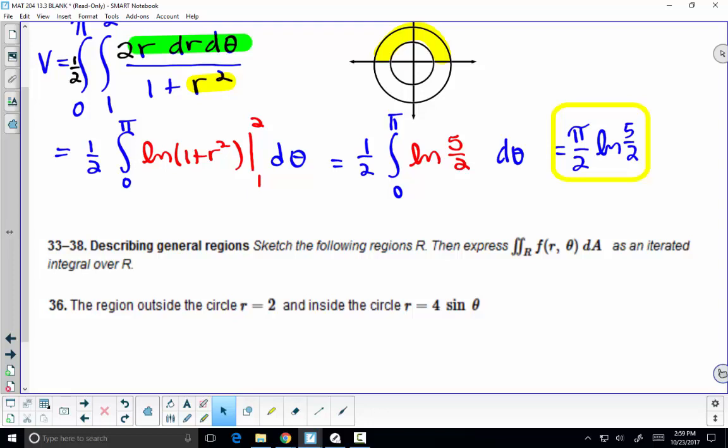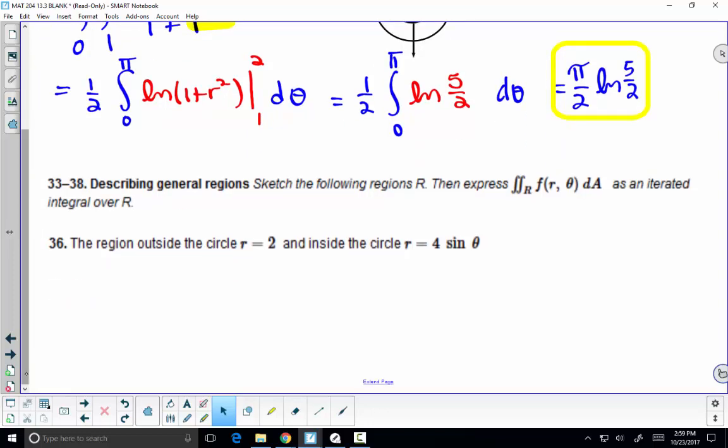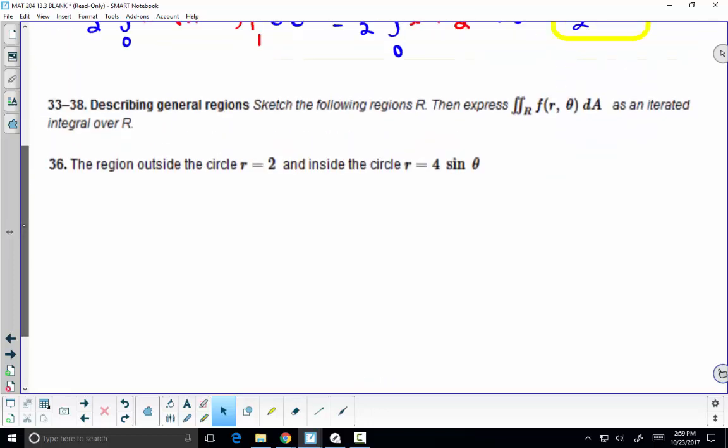Adam? Weird question. Could you bring the pi over 2 inside so you have natural log of 5 halves raised to the pi over 2 power? You could. Usually the convention is to not bring irrational exponents up there. But absolutely, you could. The law of logs allows you to do that. You want to raise it to the pi over 2 power. All right, let's try another one.